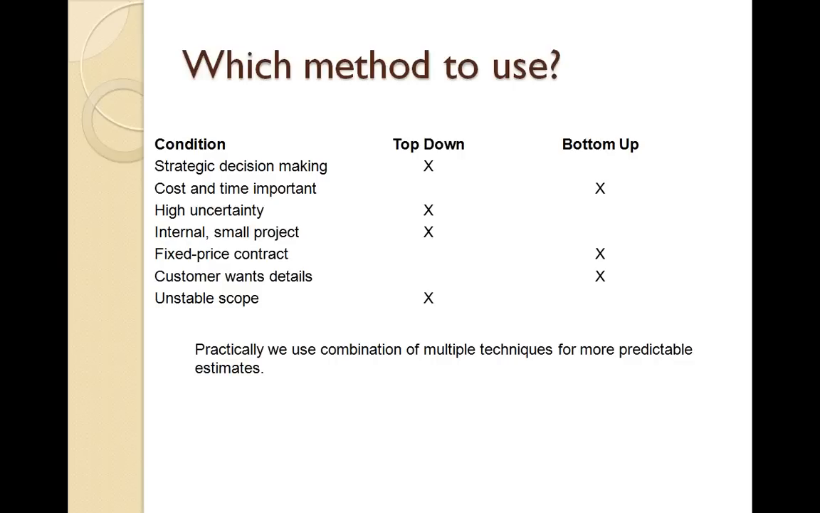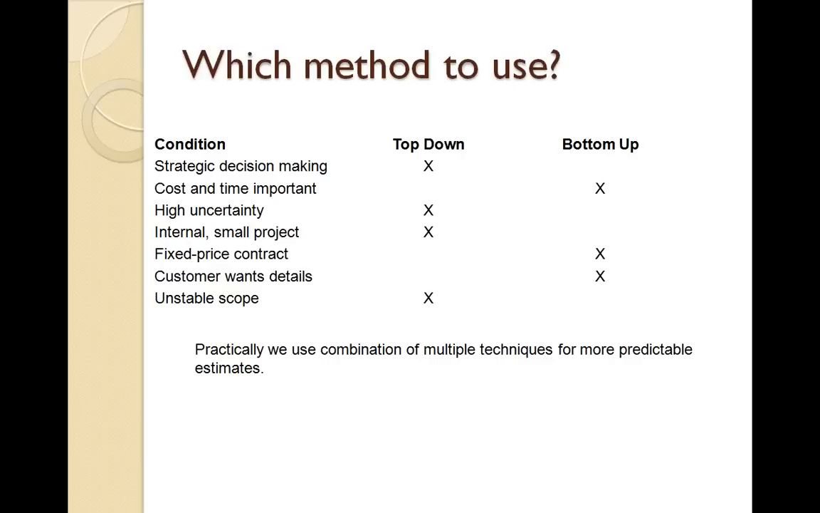So what are the estimation methods that we should be using? If you are estimating a new project, what method or what technique should you use? So there are some guidelines that are mentioned over here. If your project requires some strategic decision making, you're not trying to do each and every minute requirement level commitment yet, but some ballpark number is required for strategic decision making, then you can use top-down techniques.